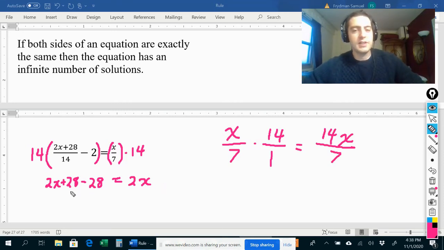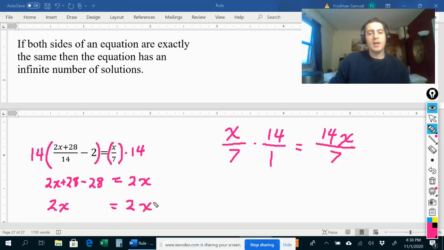Okay, now over here, to simplify things a little bit more, I see that I have plus 28 and then minus 28. Well, 28 minus 28 is just 0, so this is 2x plus 0, which is just 2x. So actually over here, I have 2x, and on the right side, I also have 2x. So both sides of this equation turn out to be exactly the same, which means that this equation has an infinite number of solutions. No matter what you pick to plug in for x here, you'll see that this side turns out to be the same as this side.